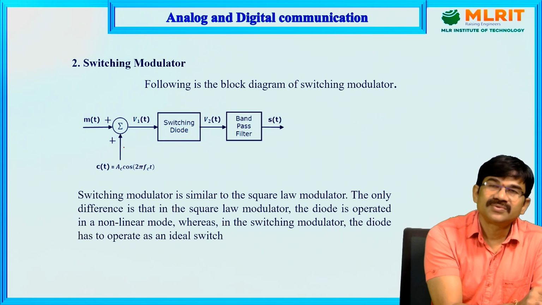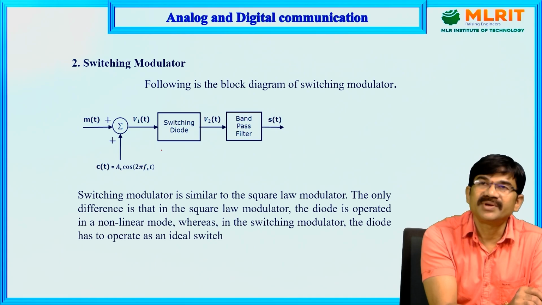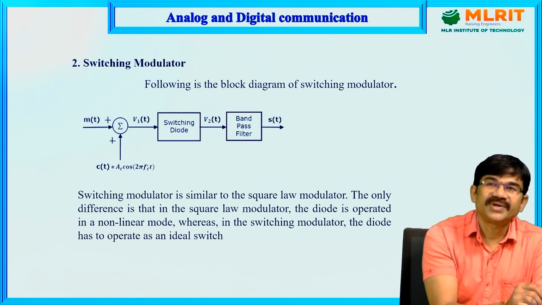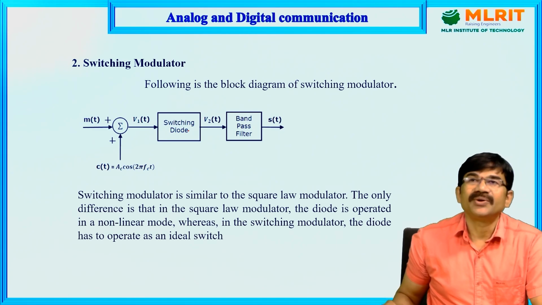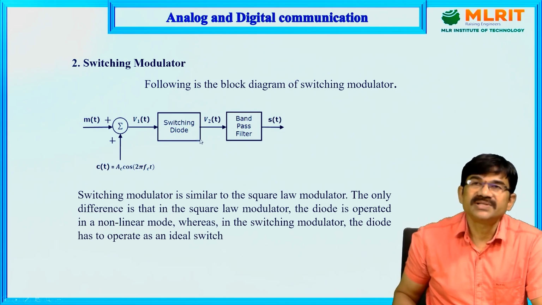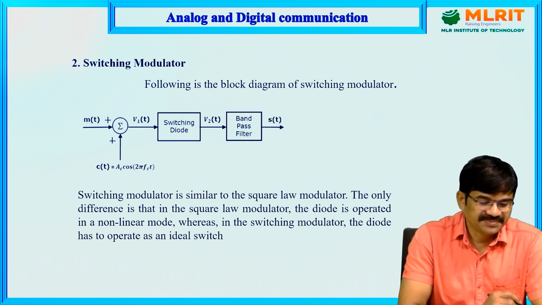So these two signals we are applying to the summer. The output of the summer is V1 of t, which contains m of t plus Ac cos 2 pi fc t. Okay, so that is passed through the switching diode. Here the diode is acting as a switch.